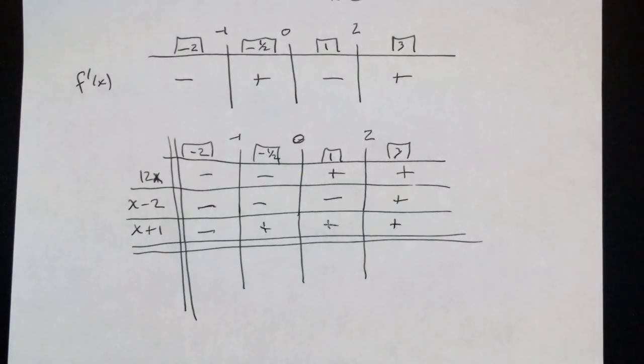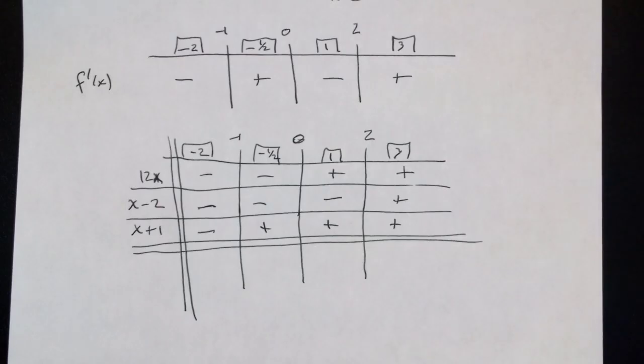But here's the important thing to note. Each of the factors in the leftmost column is a line. Y equals 12x is a straight line. Y equals x minus 2 is a straight line. Y equals x plus 1 is a straight line. They only change from negative to positive once on each line. And that makes my life easier.